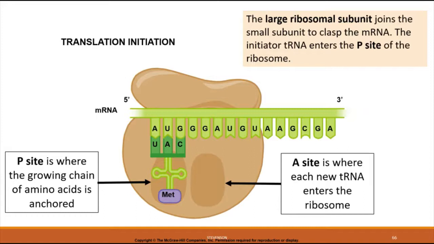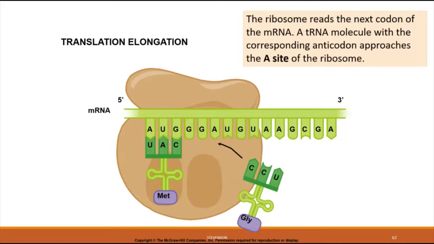So at this point, we would say that the initiation stage of translation is complete, and the ribosome is now ready to move into the elongation stage, which is where it starts to make this long string of a protein by connecting more amino acids. So the ribosome will read the next sequence of letters in the messenger RNA, which in this case is GGA. A tRNA molecule with the corresponding anticodon sequence, which will be CCU, will approach the A site of the ribosome and enter it.